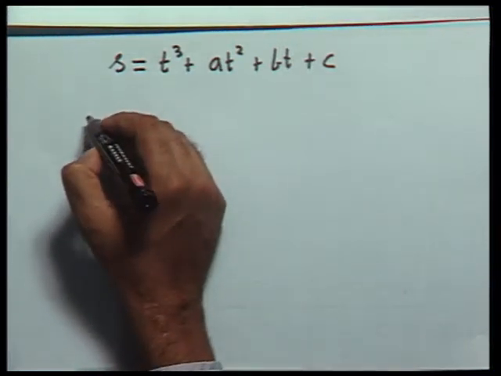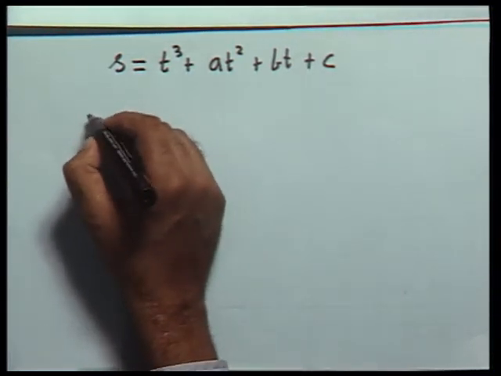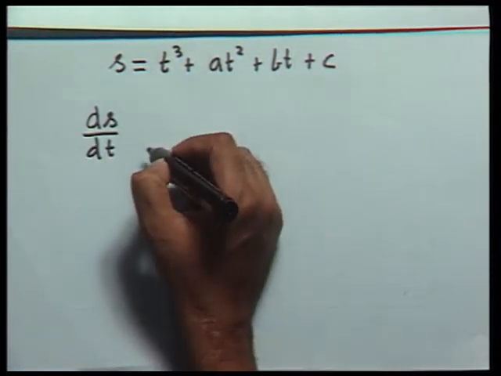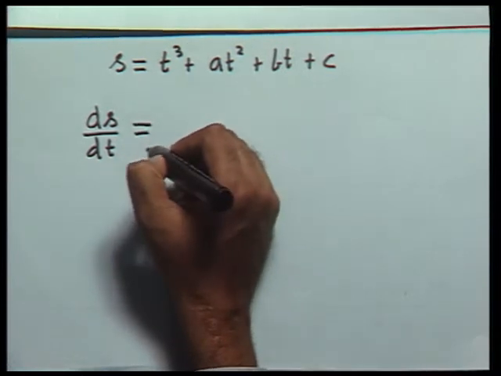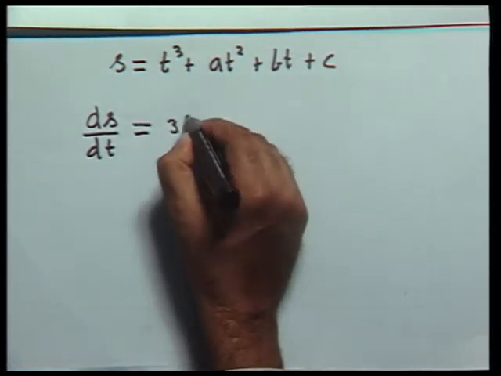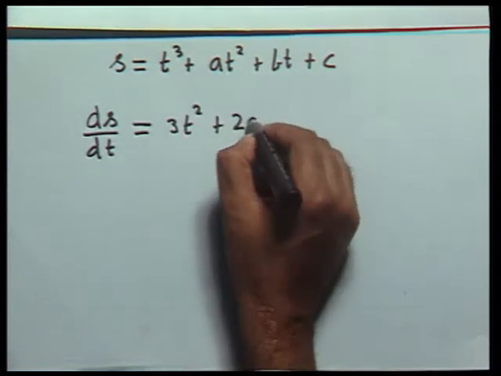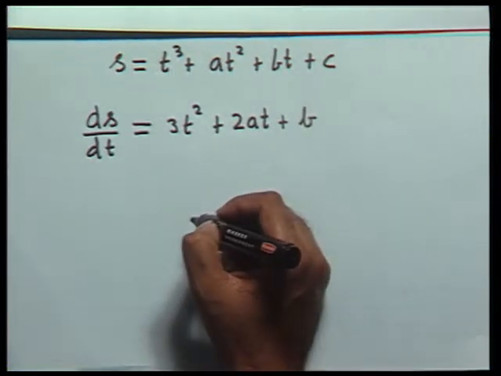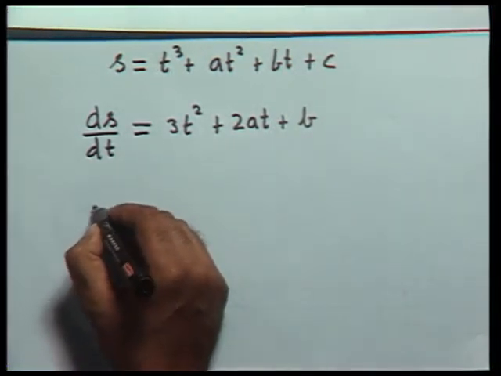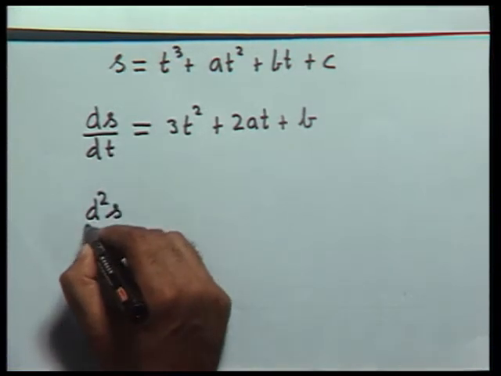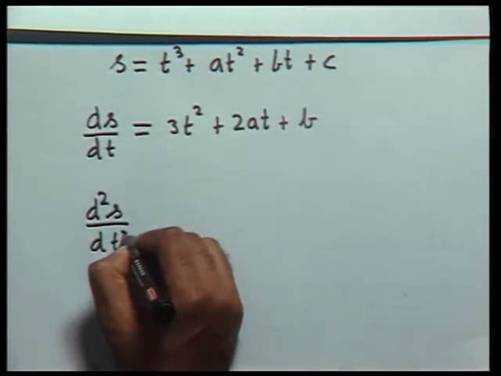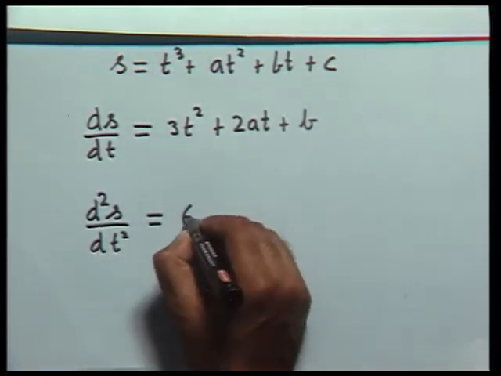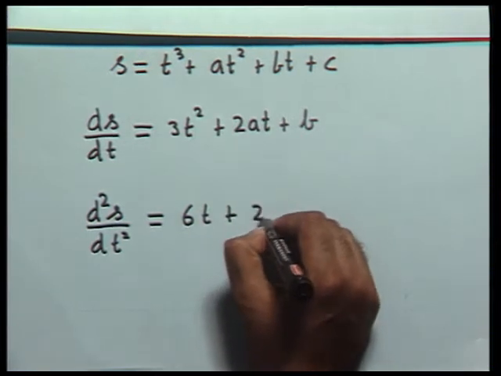Now, what will be the velocity? The velocity would be ds/dt at the instant of time t. By our knowledge of derivatives, ds/dt would be 3t squared plus 2at plus b. What would be acceleration? It would be the second derivative of s, or the derivative of velocity, d²s/dt². That is the derivative of this expression. That is going to be 6t plus 2a.